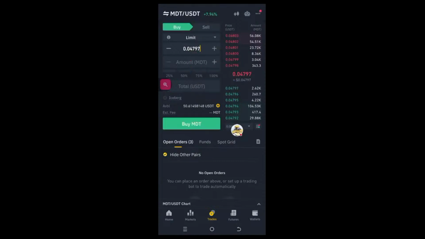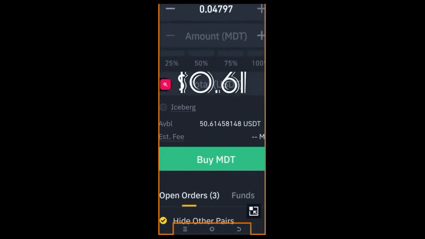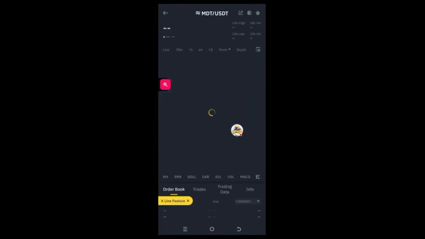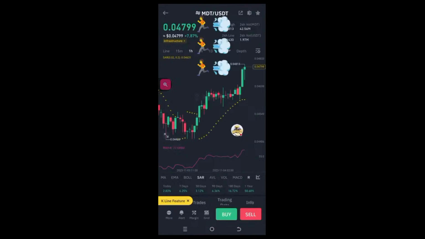So we're out of MDT. How much did we make? Oh, we made 61 cents. It's about over a percent. We're good. Over a percent. I'm sure it went up again, but that's fine. We're out.